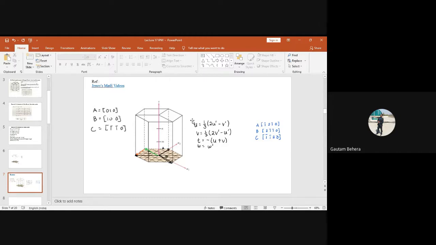Okay, fine. So that means for each one you have to do that. For this one you have to use this formula, and for this one you have to use this formula, and for this one you have to use this formula, and finally you will end up with UVTW. So A1 will be 1 bar 2 1 bar 0, B is equal to 2 1 bar 1 bar 0, and C will be 1 bar 1 bar 2 and 0, right? So these are the Miller-Bravais indices for this A, B, and C direction.